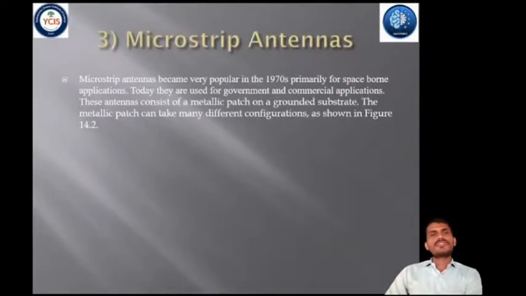So we are going to the third type of antenna, that is the microstrip antenna. Microstrip antennas became very popular from 1970. Today they are used for government and commercial applications. These antennas consist of metallic patches.